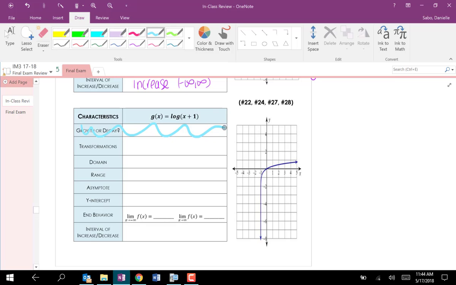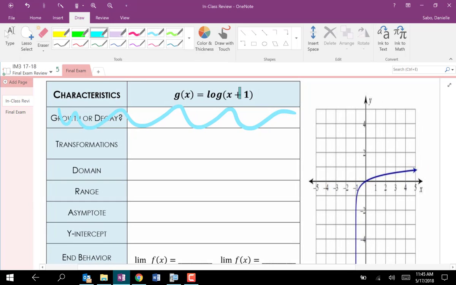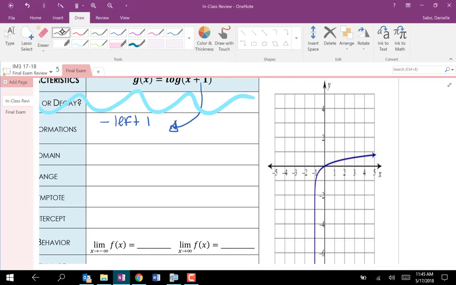It's a log function. Okay, transformations though. I am inside the parentheses. So that means I'm doing what? If it wasn't inside the parentheses, I'd say yes. But I'm going left 1 because it's inside the parentheses. If I were to take my eraser and white that out, then it would be going up 1. But because it's in the parentheses, it's going left. And look, it looks like it went left. Normally for a log, it looks like this. So you're going to be going left, okay? Again, these graphs are given to you.